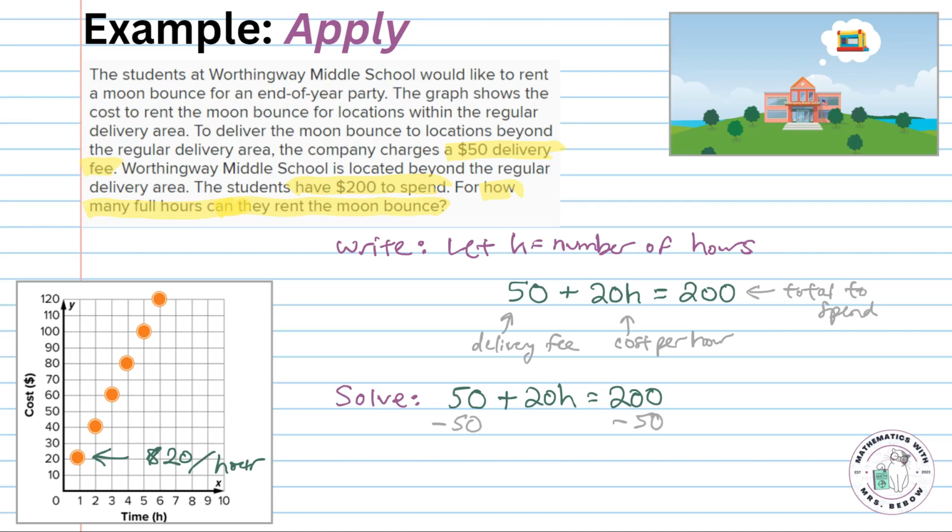So we'll have 20h equals 150. And then we're going to divide both sides by 20 next, because to get rid of what h is being multiplied by, we do the opposite, which is to divide by that same something. So in this case, 20. And then when we do 150 divided by 20, which we can think of as just 15 divided by 2, we're going to get h equals 7.5 hours.